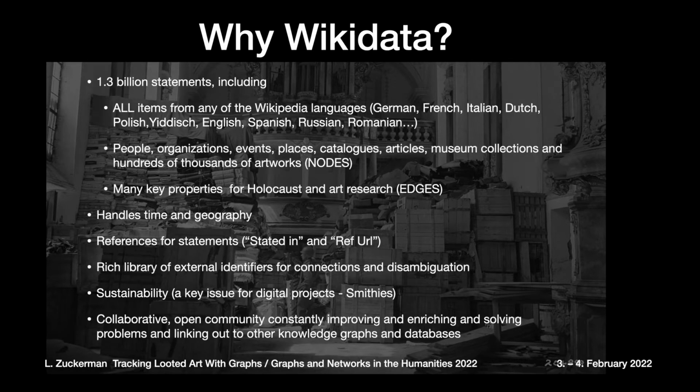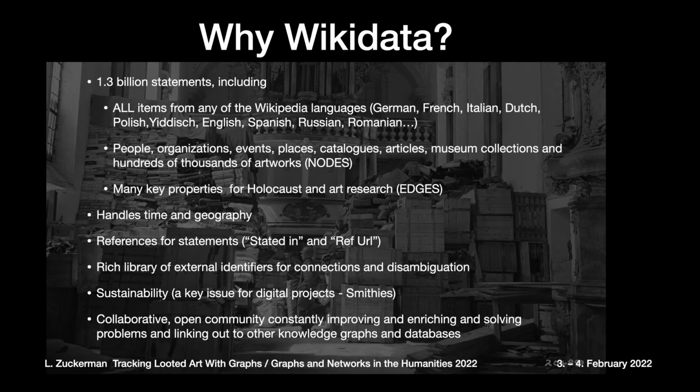Why Wikidata? Wikidata is an enormous knowledge graph. It has the tremendous advantage of including all of the entities coming in from any and all of the Wikipedia languages. That's just its base. In addition, other information has been added, which results in a massive collection of people, organizations, events, places, catalogs, museums, artworks, basically everything we need.